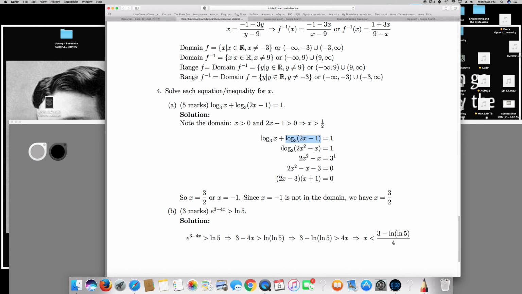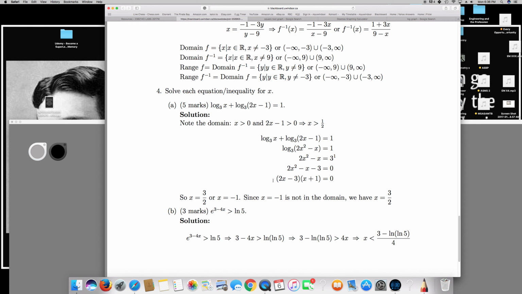And if I take the log base 3 common, it's going to be 2x multiplied by x, 2x squared minus x equal to 1. Then if I bring this logarithm to the other side, it's going to be 3. So 2x squared minus x is going to be 3 to the power 1. If I bring this 3 to this side, it's going to be 2x squared minus x minus 3 equal to 0. If I factor it, it's going to be 2x minus 3 multiplied by x plus 1 equal to 0.